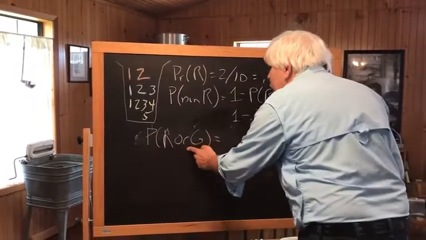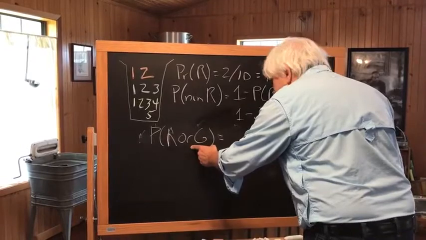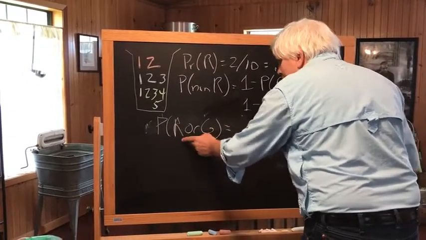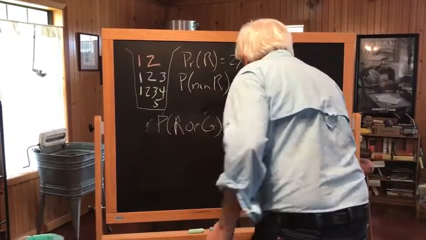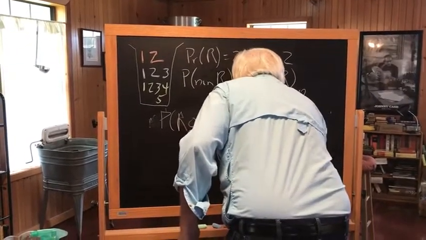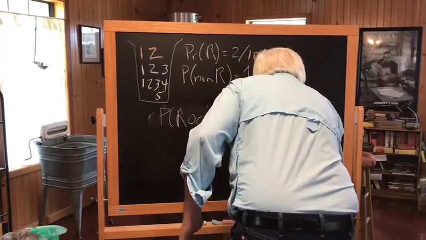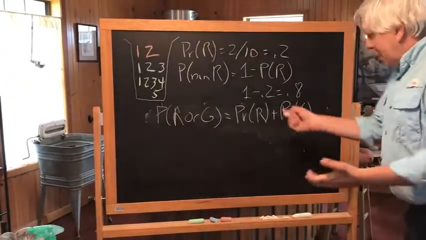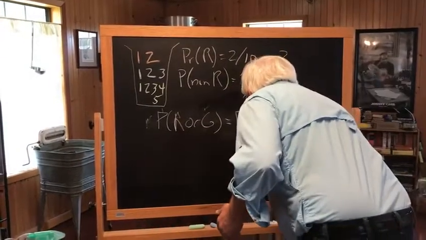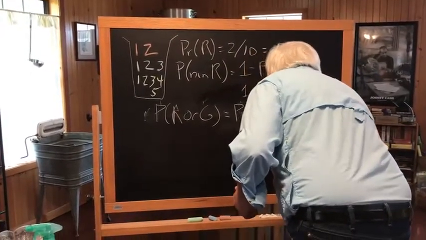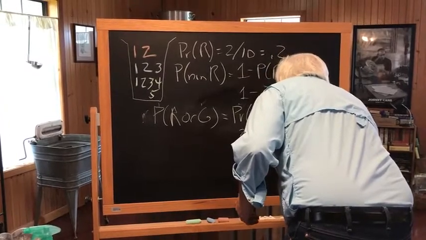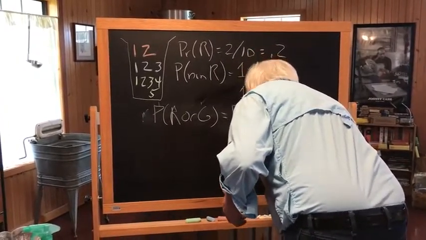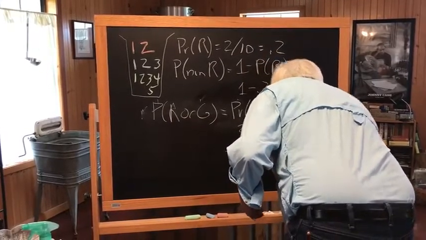So in this case, we can use the simple probability rule for calculating P or Q, so red or green, and that rule is simply the probability of a red chip plus the probability of a green chip. In this case, the probability of a red chip we know is 2 out of 10. The probability of a green chip is 5 out of 10. So this probability is going to equal 7 out of 10, or 0.7.